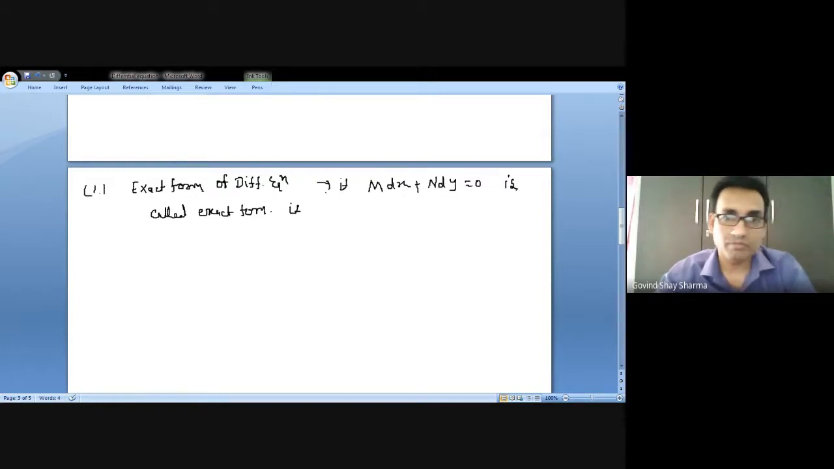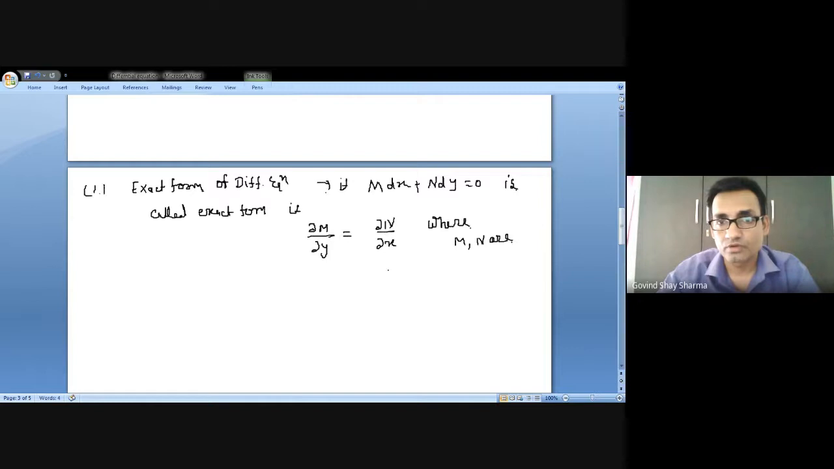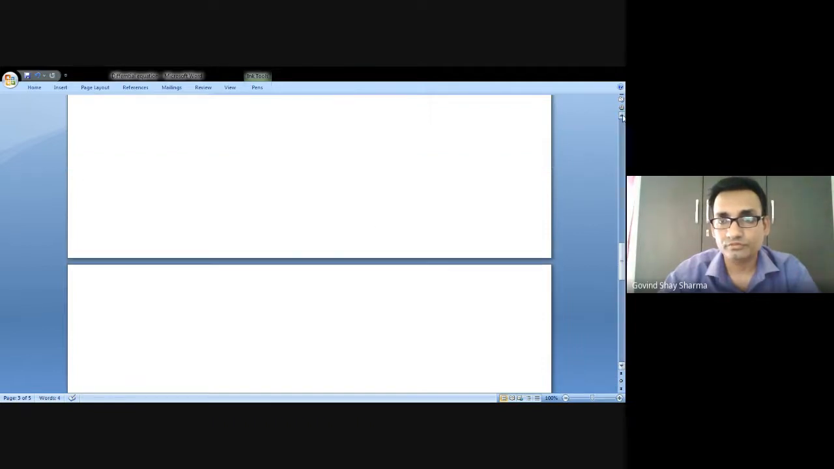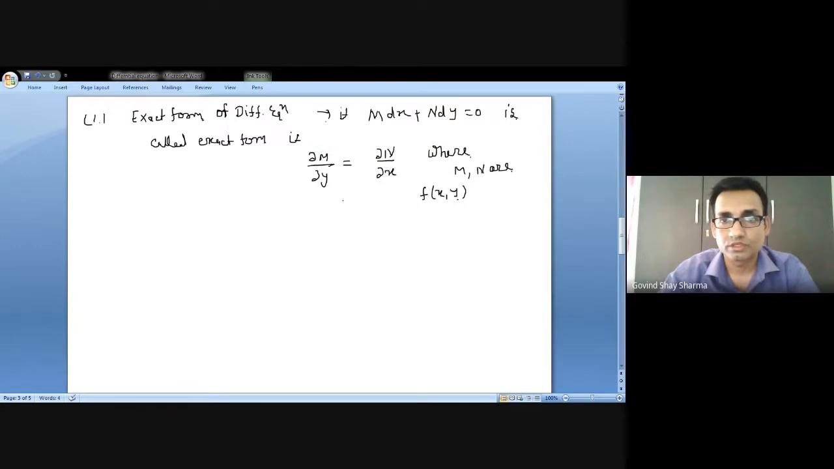If del m upon del y equals del n upon del x, where m and n are functions of x. Clear? Now, second, linear differential.